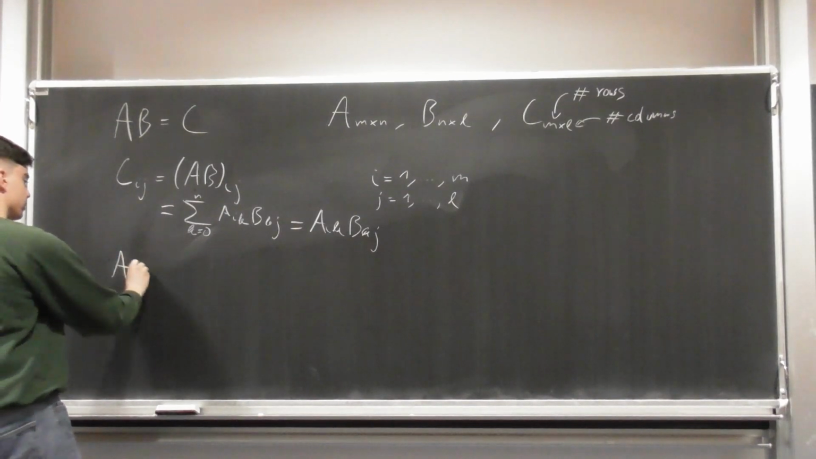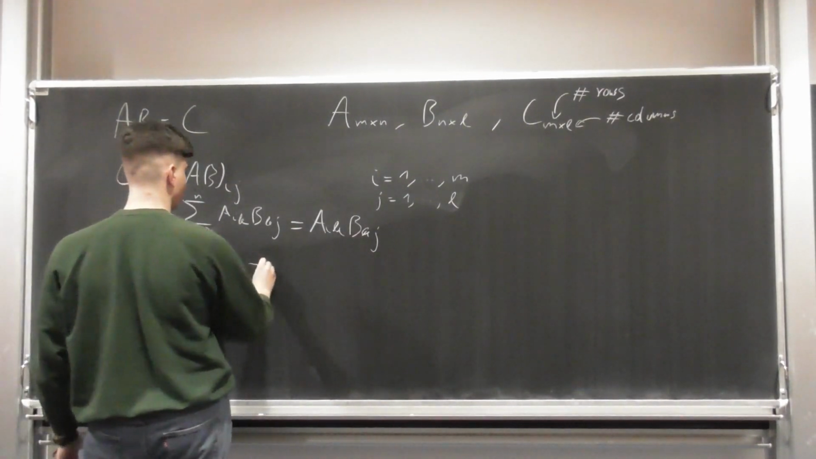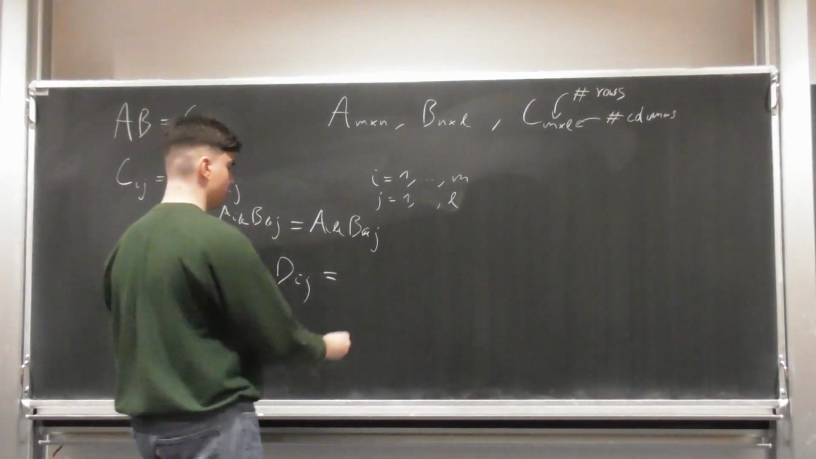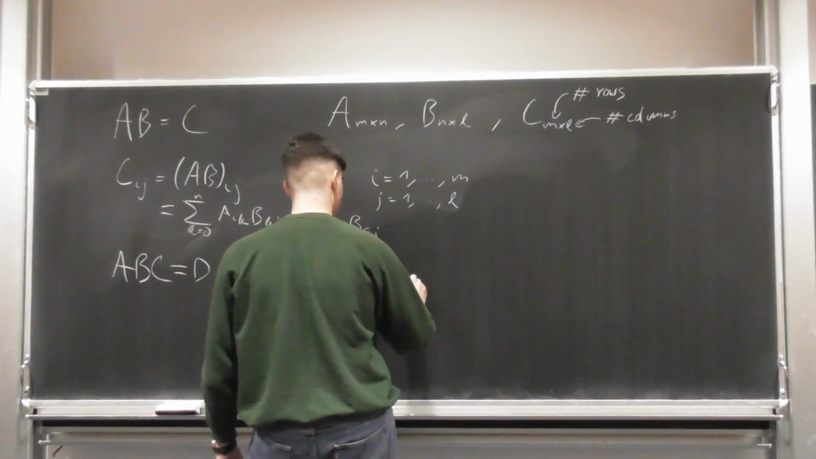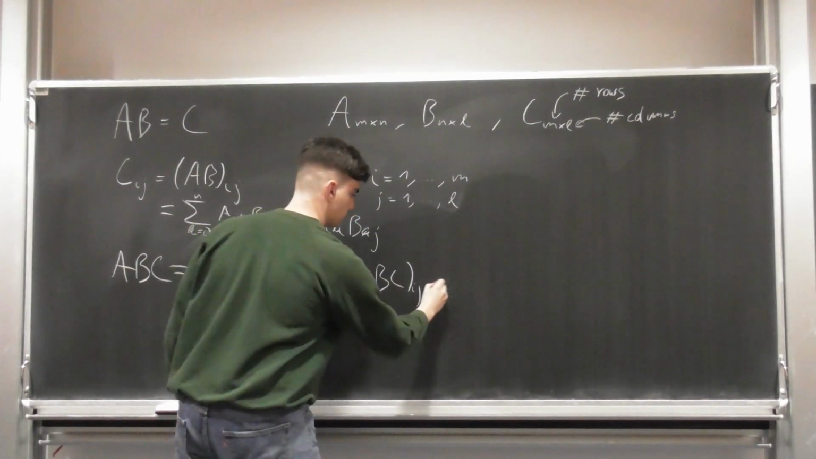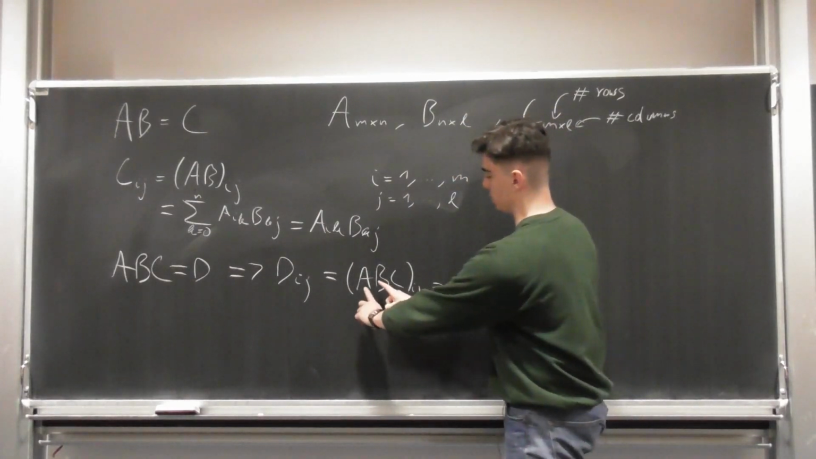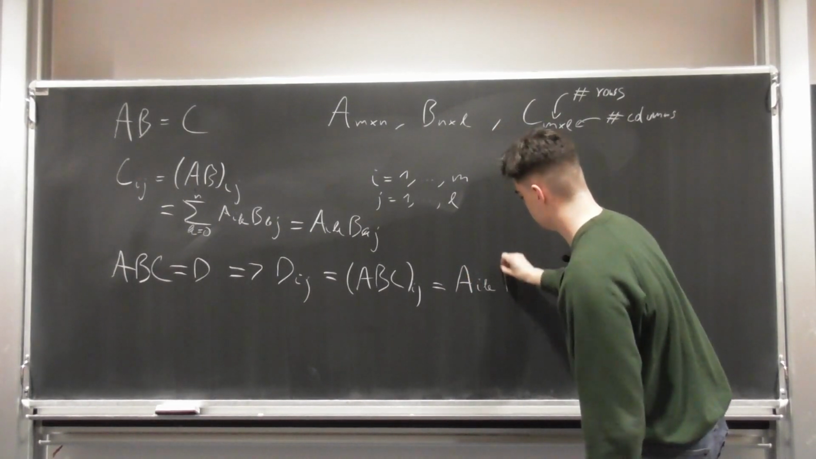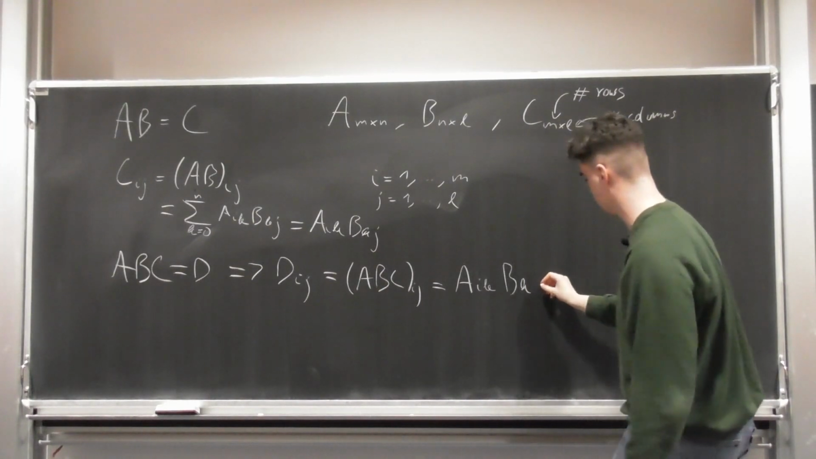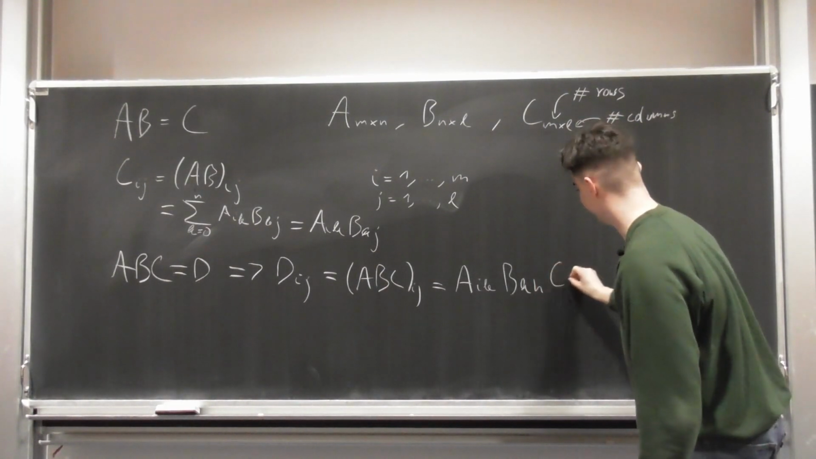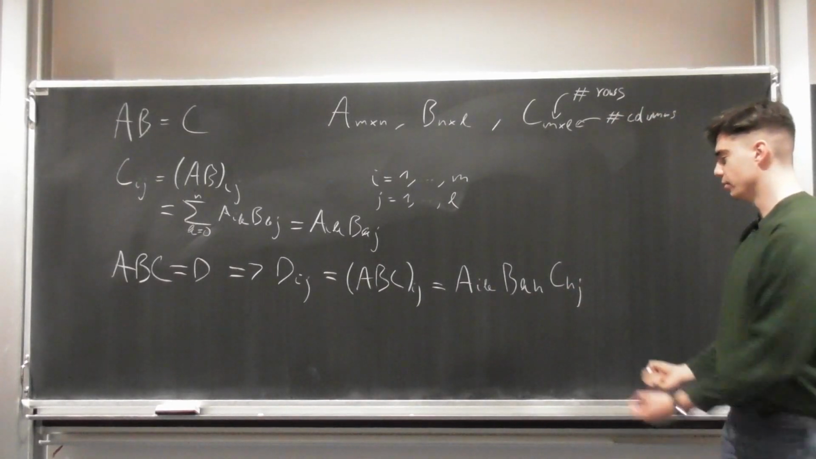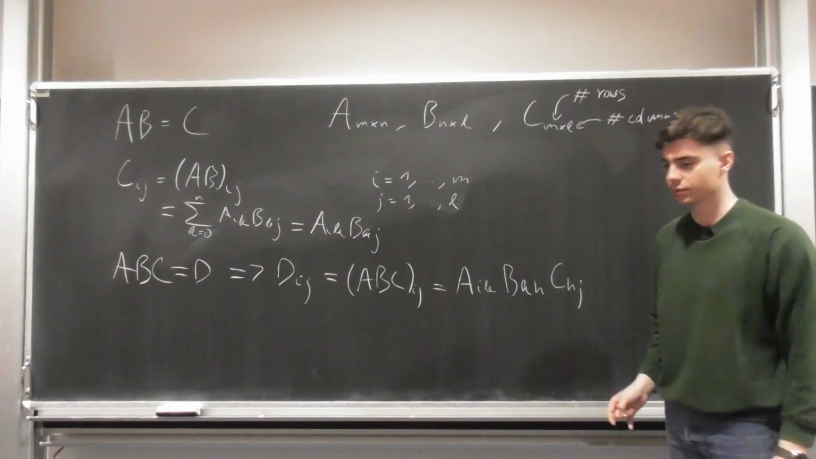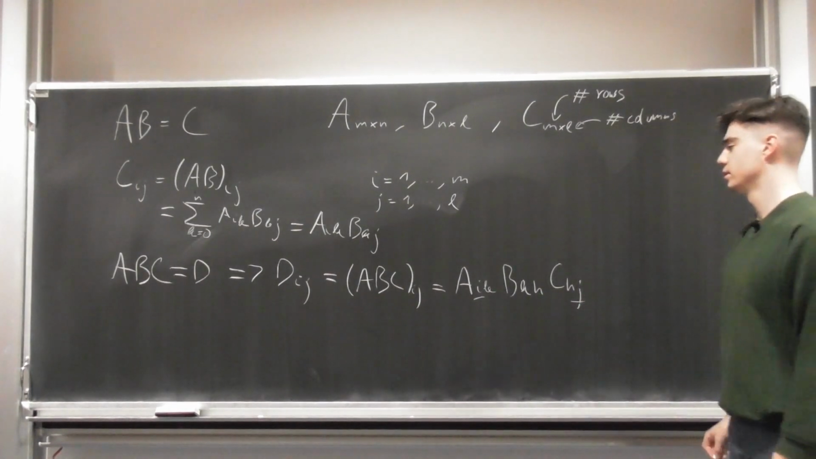Well, it's an easy extension of this. So if we have ABC equal to D, that tells us that D sub ij, or the ijth entry of D, which is in the ith row and jth column, is equal to the ijth entry of ABC. Now, you can apply this rule twice. So maybe you can apply it on A times BC, or you can just do it quickly like this: A_ik B_kh C_hj. And here we can see that the indices that are summed over are repeated exactly once, or twice, I guess. And we do indeed have i and j once on both sides.